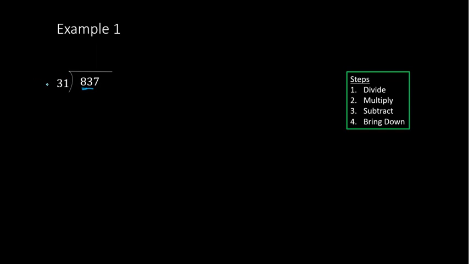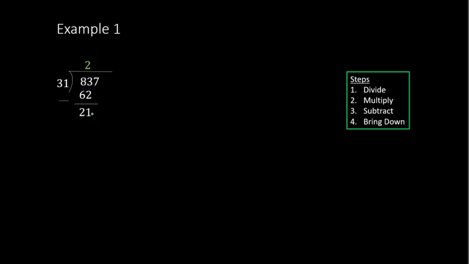When you're doing this, you can mentally estimate because 31 is close to 30. If we figure out what multiplies with 30 to get a number close to 83, 2 times 30 is 60. 3 times 30 is 90, which is a little too big. So it looks like 2 might work. Let's put a 2 up here, and then for step 2, multiply 31 by the 2. That gives you 62, which goes right here. Then step 3 is subtract. 3 minus 2 is 1, 8 minus 6 is 2, so now we have 21.